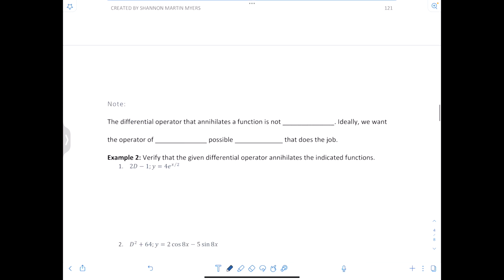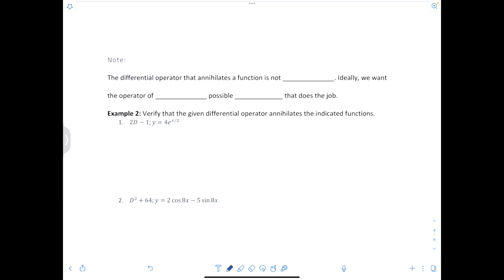Now, note that the differential operator that annihilates a function is not unique. Ideally, we want the operator of lowest possible order that does the job. Cool, cool?